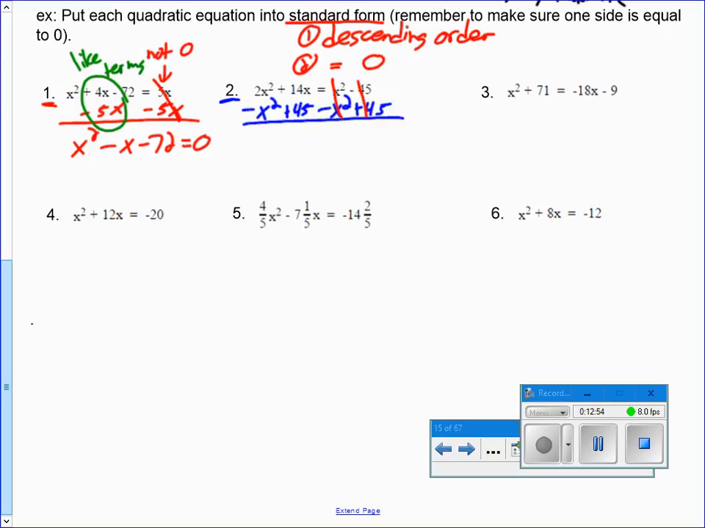So now I have one side set equal to 0. So I have to be careful what goes on this side. I have 2x squared minus x squared, which is x squared. 14x is my only linear term, so that comes next, and 45 is my only constant term. So we don't combine the 14x and the 45 because they're not like terms. That's the one thing to be careful of while we're doing this.